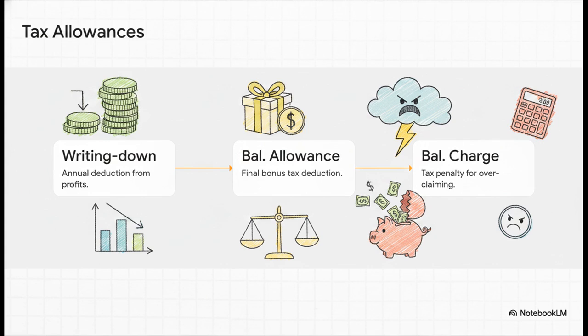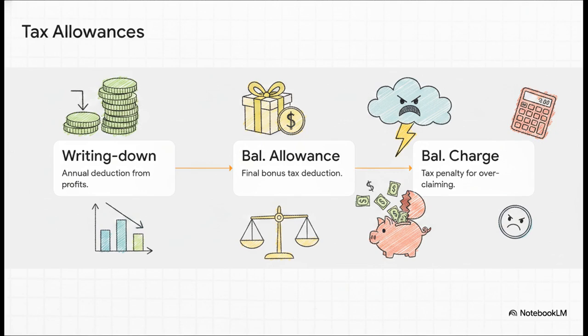Step 2, balancing allowances. At the very end of the project, if you happen to sell the asset for less than its remaining tax value, you get a final bonus deduction to balance the books. That creates a really nice tax saving. And finally, Step 3, balancing charges. Now be careful here. If you sell the asset at the end for more than its remaining tax value, it means you've claimed too much previously. The taxman will hit you with a balancing charge, which increases your taxable profit and costs you extra cash in that final year.